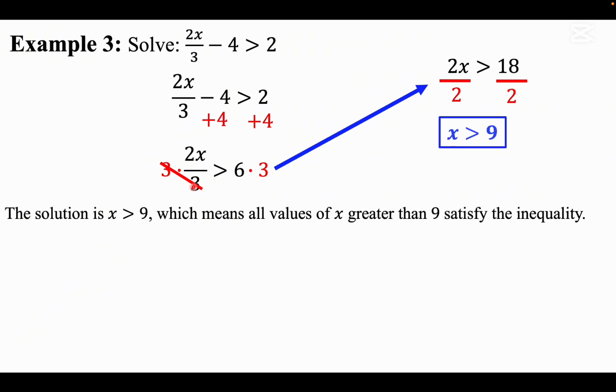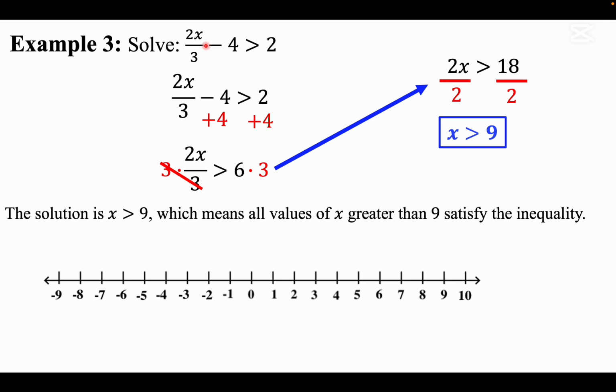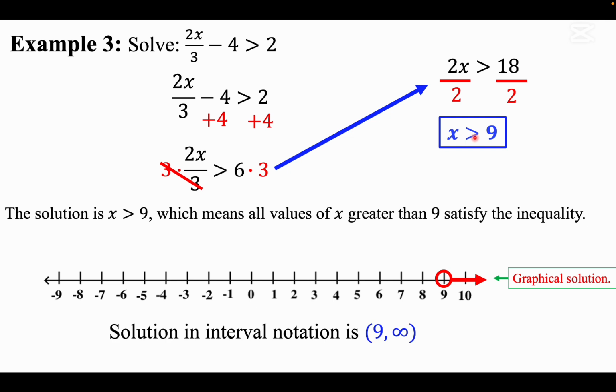So the solution here is that all x values that are bigger than 9 should satisfy this condition right here. The graphical solution, you're going to have an open circle at 9, and then you shade everything to the right of that. Interval notation, well, since we're dealing with greater than 9, 9 is not part of the solution, so it's going to be an open parentheses around 9, and then you go all the way to infinity. And again, parentheses around infinity as well.